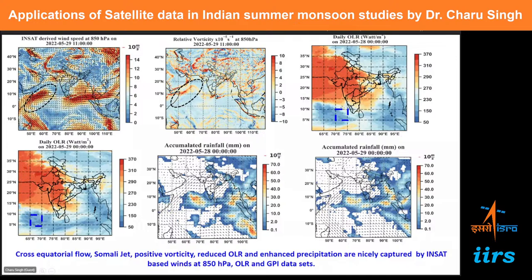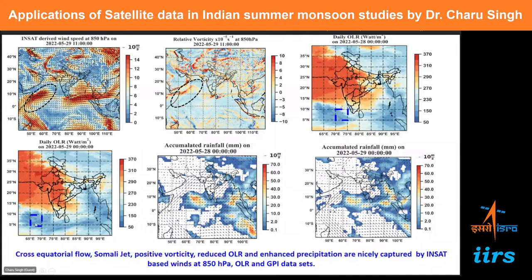Here a very clear southwesterly flow can be seen. This is associated with the positive relative vorticity, accompanied with the lower OLR values. As per the definition given by IMD, the OLR value should be below 200 watt per meter square within this box. So the same we witness here for 28th of May. Likewise, on 29th of May, the values remain lower, below 200 watt per meter square.